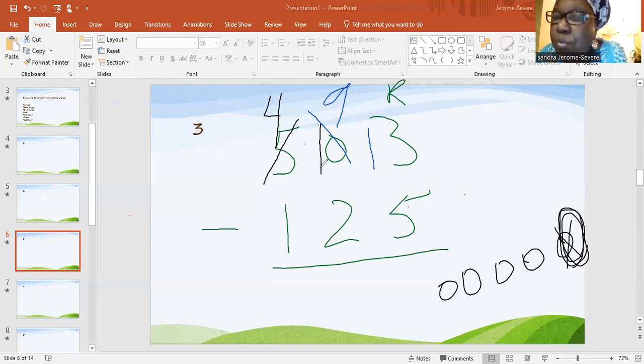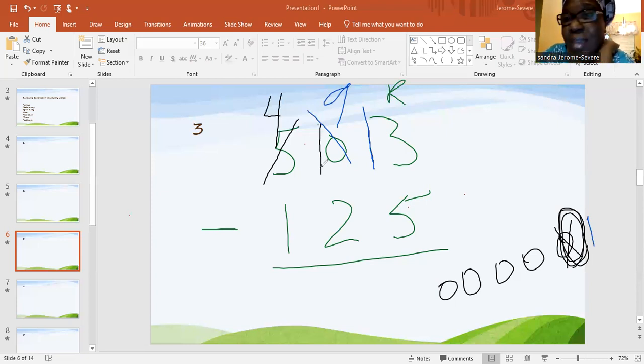Okay? So you borrow a 10 from the neighbor. So that becomes 13 right here. All right, so now let's do it. So if you have 13, you take away 5, what is that? So whatever you decide to do, your answer should be 1.